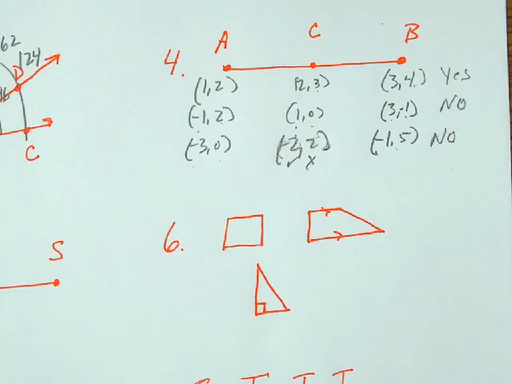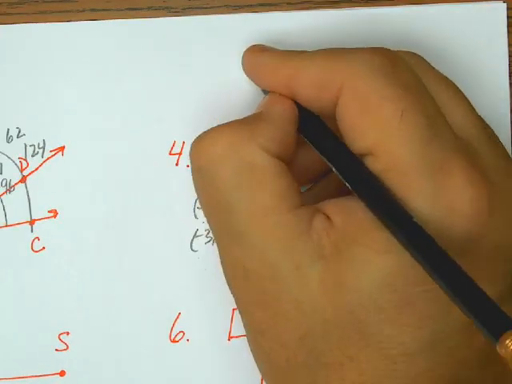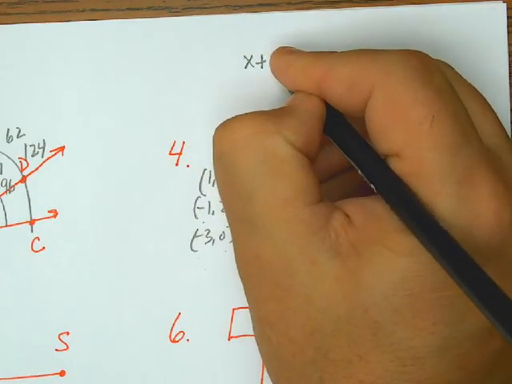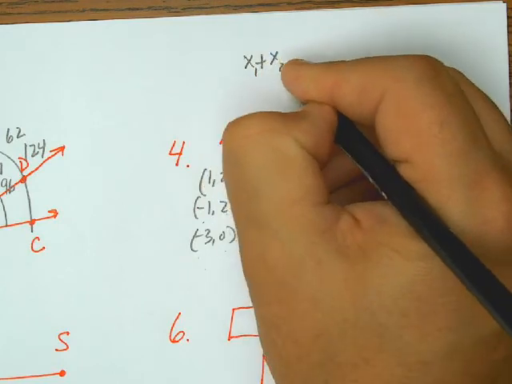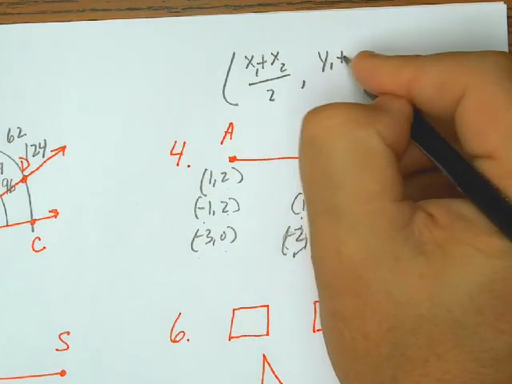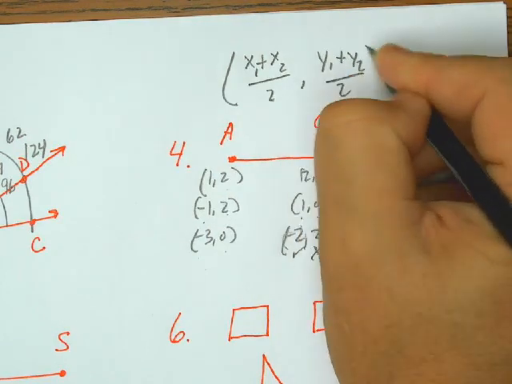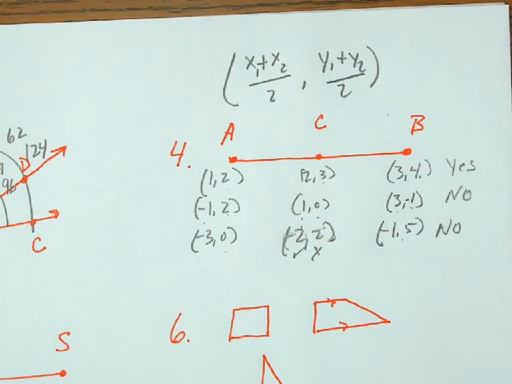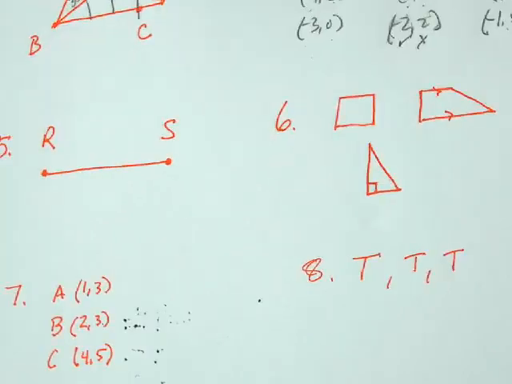Yes, no, no. Remember, midpoint formula is x1 plus x2 over 2, y1 plus y2 over 2. That's the midpoint formula. All right, let's go to number 5.